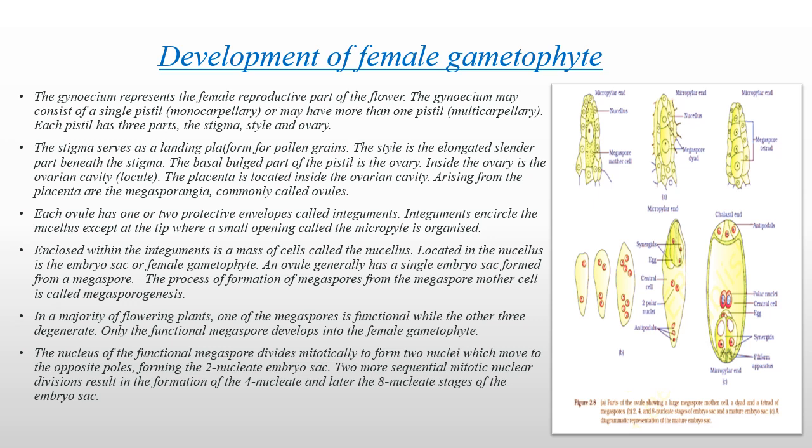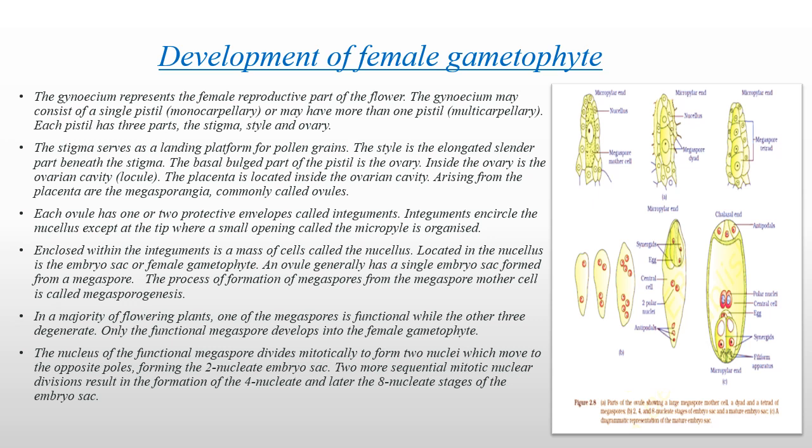Enclosed within the integuments is the nucellus. Located in the nucellus is the embryo sac or female gametophyte. An ovule generally has a single embryo sac formed from a megaspore. The process of formation of megaspores from the megaspore mother cell is called megasporogenesis. In flowering plants, one of the megaspores is functional while the other three degenerate. Only the functional megaspore develops into the female gametophyte.